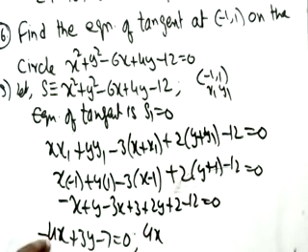Let me take minus common. If you take minus common, this will become plus. This will become minus 3y. This will become plus 7 equals to 0. So this is the equation of tangent.